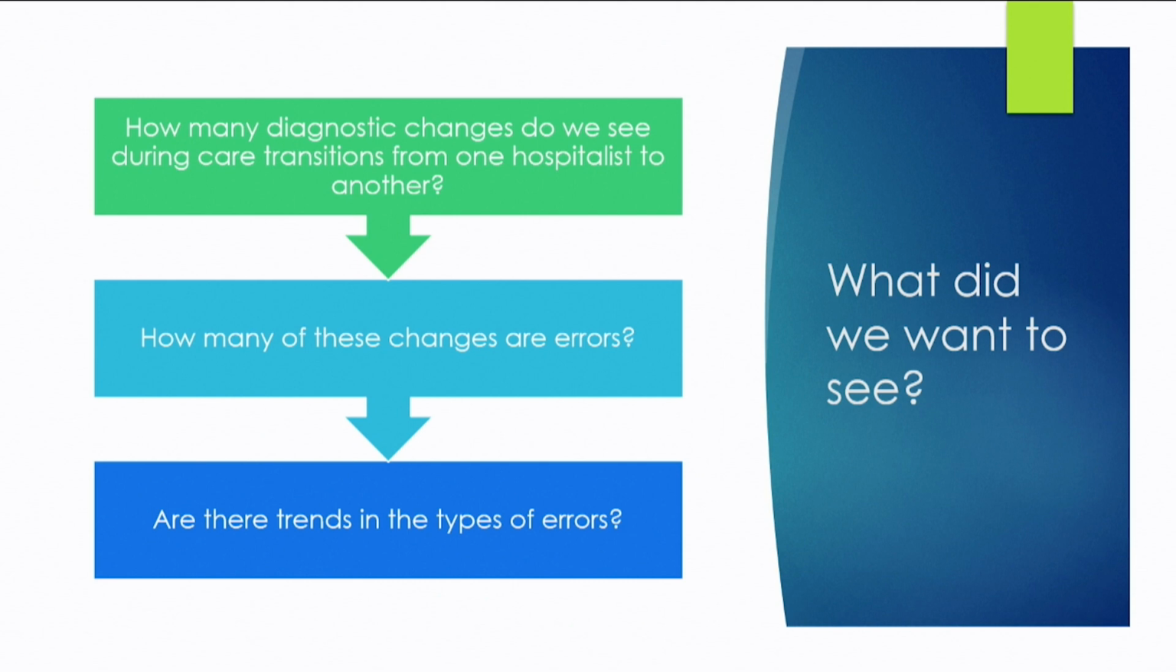So we created a project where we really wanted to see how many diagnostic changes we see from one clinician to another. How many of those diagnostic changes are errors? We know that diagnoses can change, and sometimes a test comes back and makes a diagnosis, and that doesn't mean that it's an error. Or the patient actually gets worse, and then the condition evolves. And then also, are there trends in these types of errors? Are there specific things that our group was missing and we were routinely making errors on?